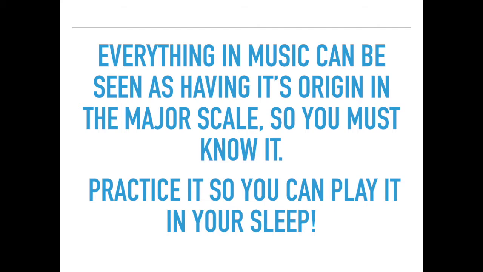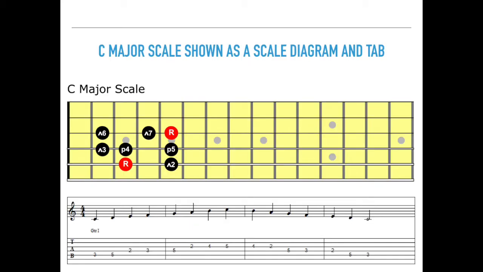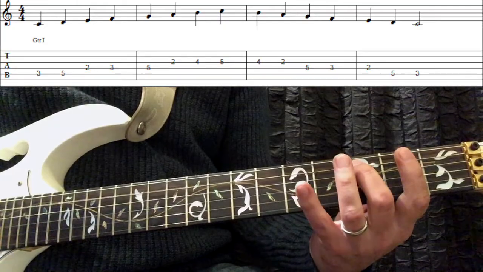It is very important. Here is the C major scale shown as the scale diagram and as tab. Now, if you're not sure how to read these scale diagrams, you start from the bottom, i.e. the root note in the red there, on the third fret of the A string, and you're going to be playing from left to right, bottom to top. You probably start this one with your second finger, move to your fourth finger, then your first finger, second finger, fourth finger, first finger, third finger, fourth finger. That's the way it's normally done.